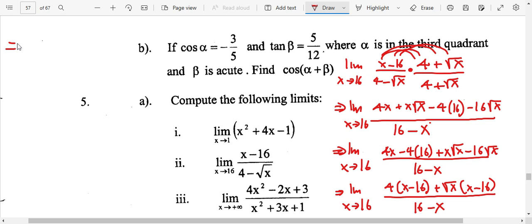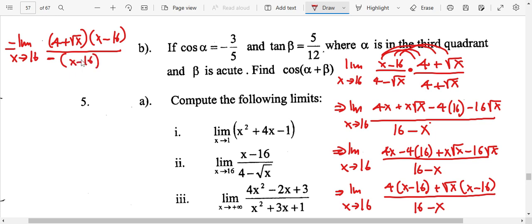So from there now I'm going to take the limit as x approaches 16. That is going to be 4 plus square root of x, and then x minus 16. Now, if you notice in the denominator, I've got 16 minus x. On top, I've got x minus 16. So down, I'm going to factorize out a negative, and then we're going to remain now with x minus 16, okay? Then this x minus 16 will cancel with the x minus 16 there.